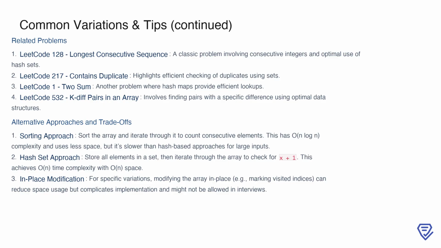Now, when considering alternative approaches, sorting the array is one option. This allows you to iterate and count consecutive elements, but it comes with O(n log n) complexity, which is slower than hash-based methods for large inputs. The hash set approach, on the other hand, is typically more efficient. By storing elements in a set and checking for x plus 1, you achieve O(n) time complexity, albeit with O(n) space. For certain variations, you might also explore in-place modifications, such as marking visited indices. While this can save space, it often complicates the implementation and may not always be allowed during interviews. Carefully evaluate these trade-offs to select the best solution for your specific constraints.